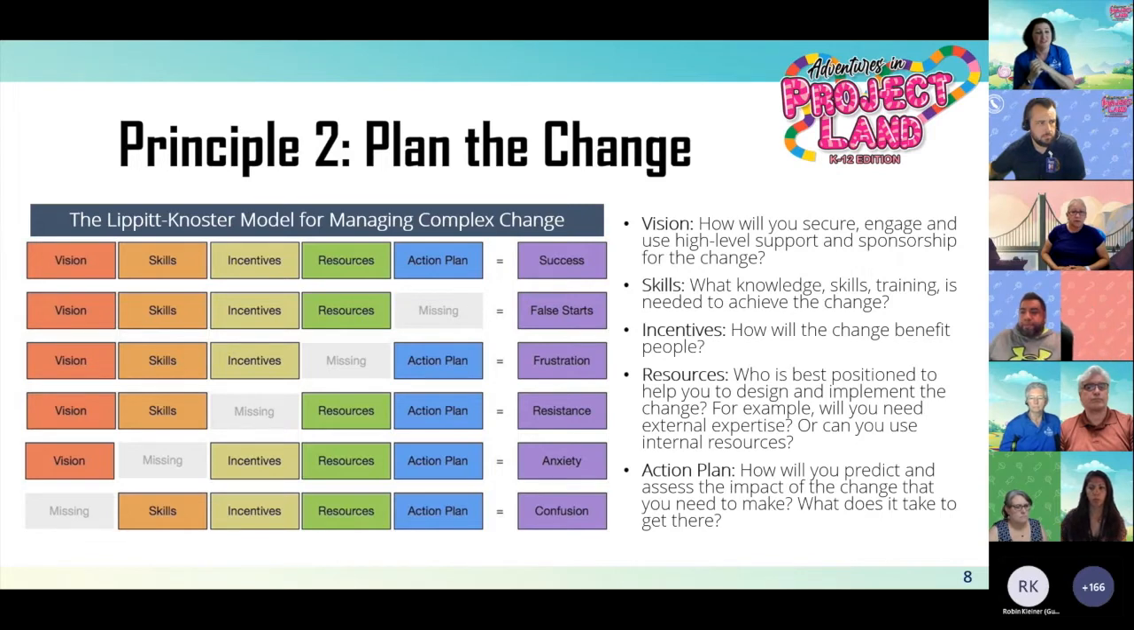Incentives, yes. So if incentives are missing, there's not a real reason to push for the change, and so you get some resistance there. Yeah, recruitment, yeah, vision, incentives, yeah. So you can see how if a single component is missing, it leads to kind of confusion, anxiety, resistance, frustration. You don't get the success you're looking for.